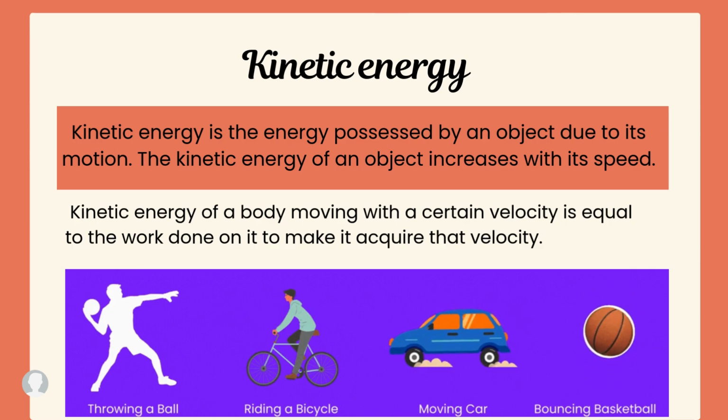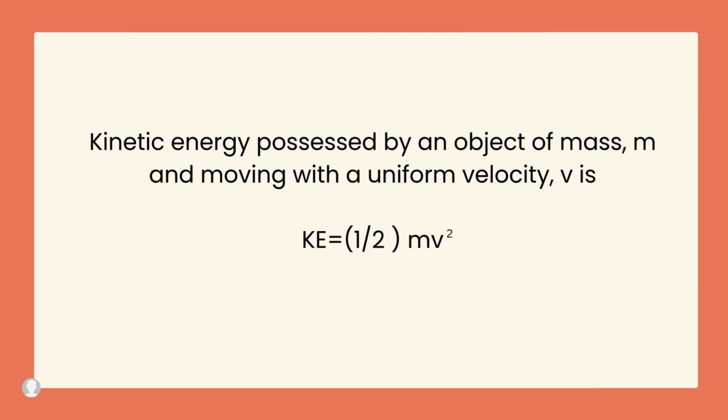The kinetic energy is the energy possessed by an object due to its motion. The kinetic energy of an object increases with its speed. When the object's speed increases, automatically its kinetic energy will increase. Here are some examples of kinetic energy. All the objects are in moving position. We can find out the kinetic energy of an object with the mass m and moving with a uniform velocity v. We can use this formula: half mv square.